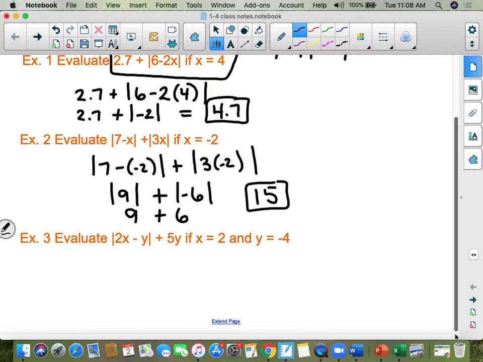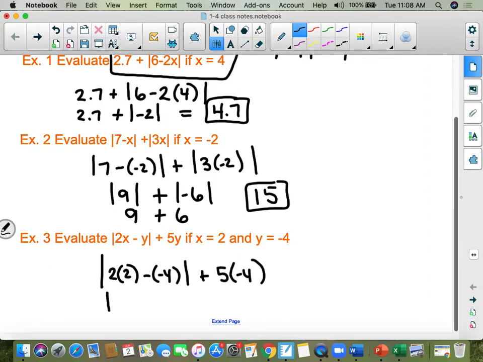One more before the second template. We're going to do just one more, and if you feel like you already know what you're doing, you can skip ahead to the second template. Absolute value. In place of x, I'm going to put a 2, and in place of y, I'm going to put a negative 4 plus 5 times a negative 4.